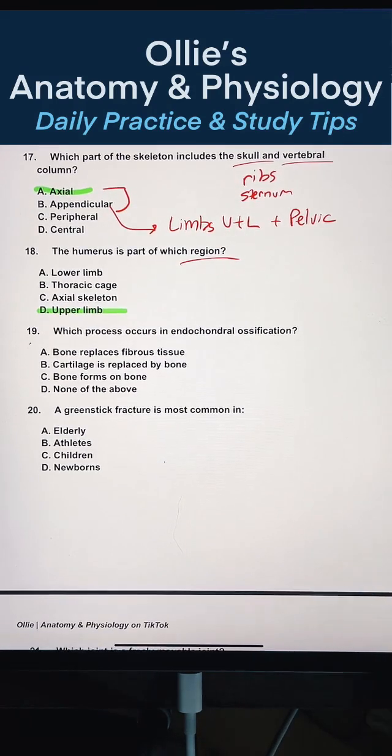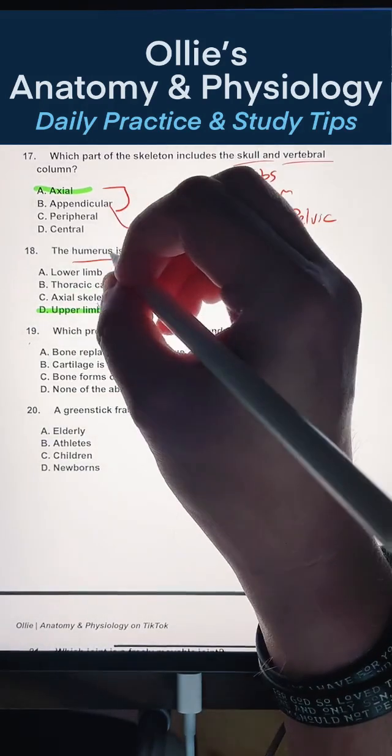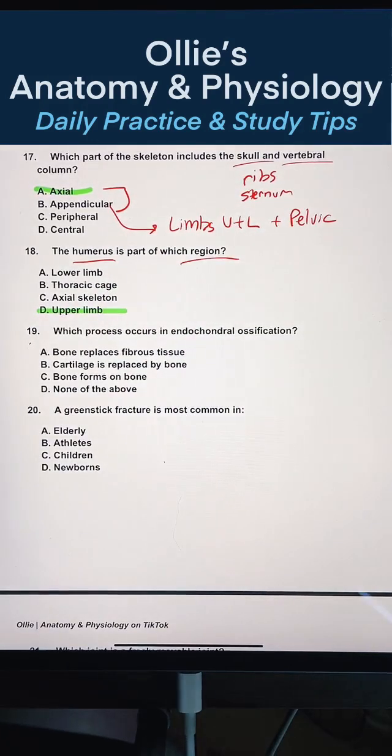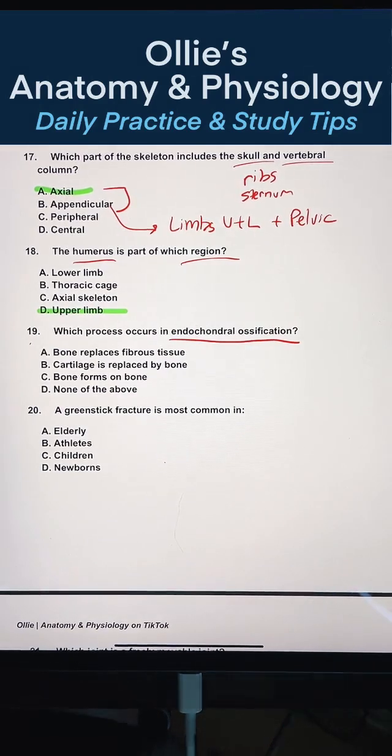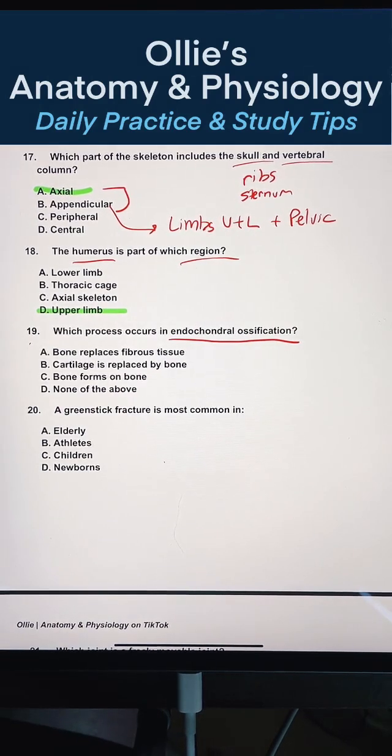Number 19. Humerus is a bone in your upper arm, like where you have your bicep. Number 19, which process occurs in endochondral ossification? A, B, C, or D? Let me know in the comments. Put your answer choice down in the comments.